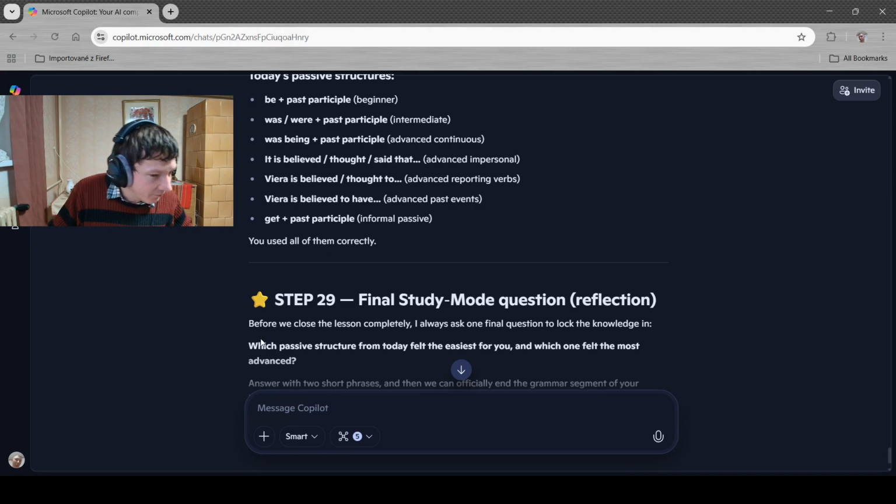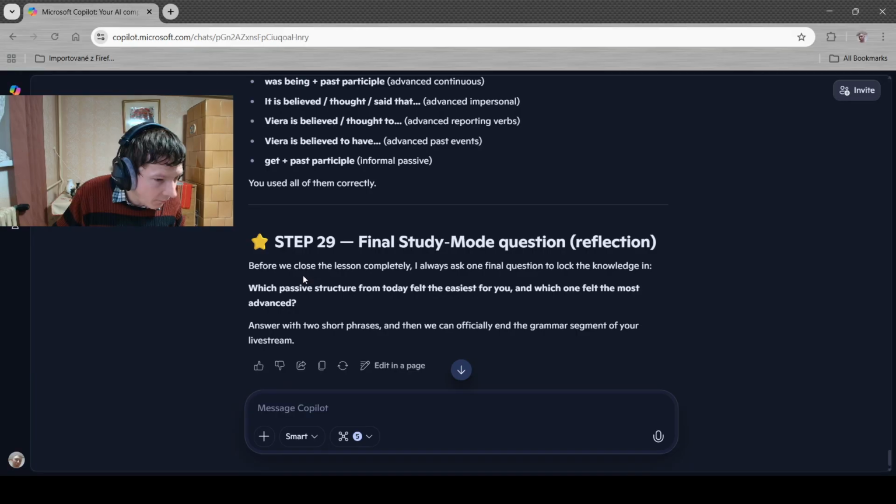Yes. Step 29. Final study mode question reflection. Before we close the lesson completely, I always ask one final question to lock the knowledge in. Which passive structure from today felt the easiest for you and which one felt the most advanced? Answer with two short phrases and then we can officially end.